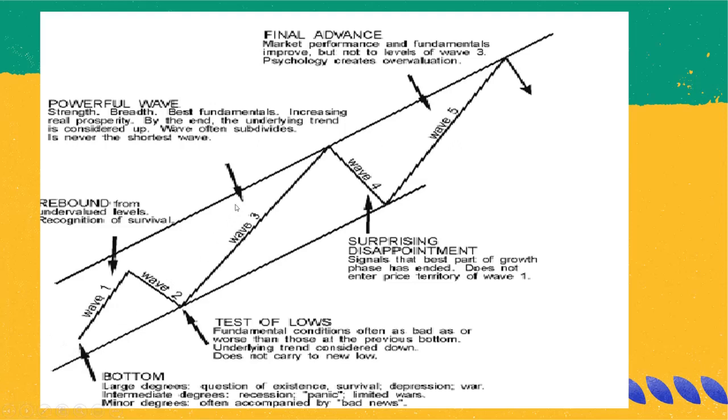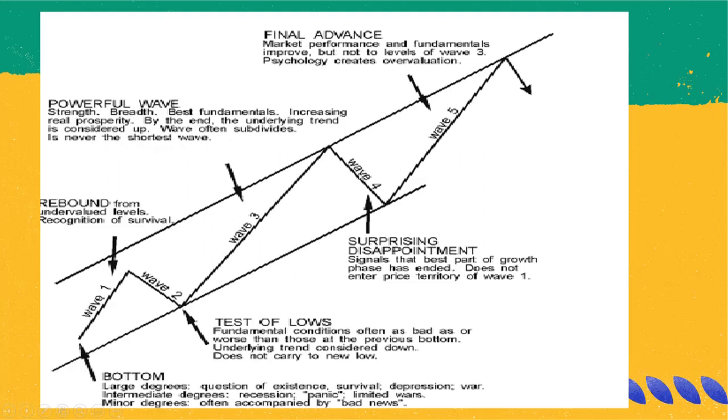Once wave 3 is formed, the fundamentals become better and better. The underlying trend is considered up. Wave 3 is never the shortest wave out of waves 1, 3 and 5. This is one of the most important tools you have to figure out.